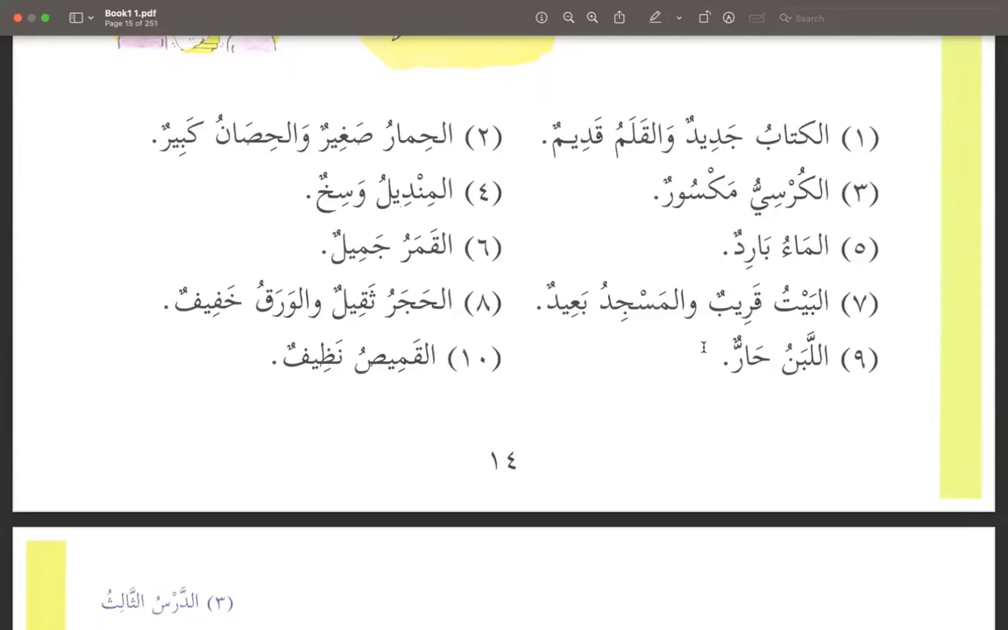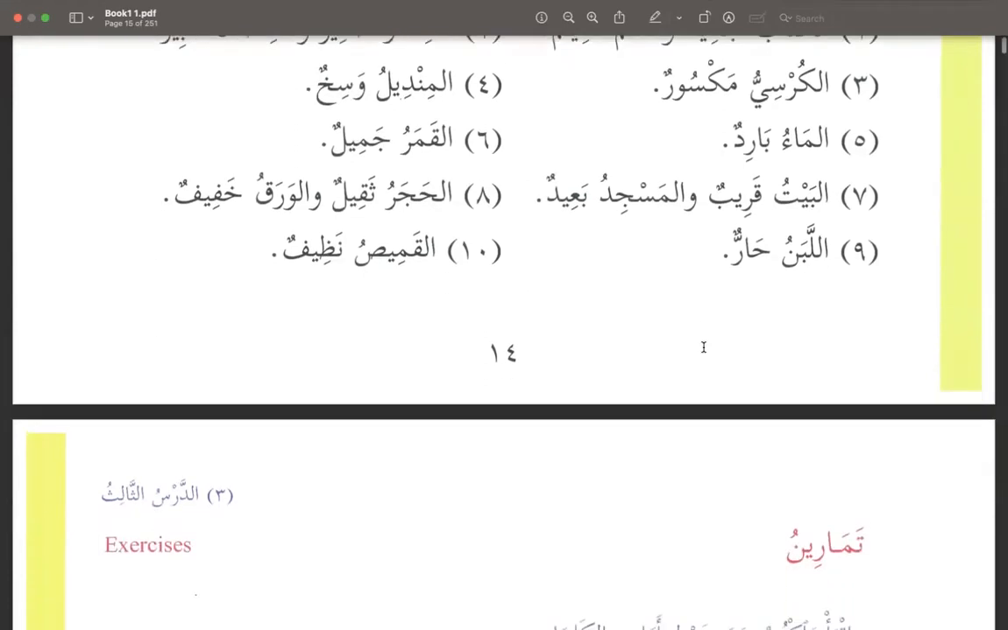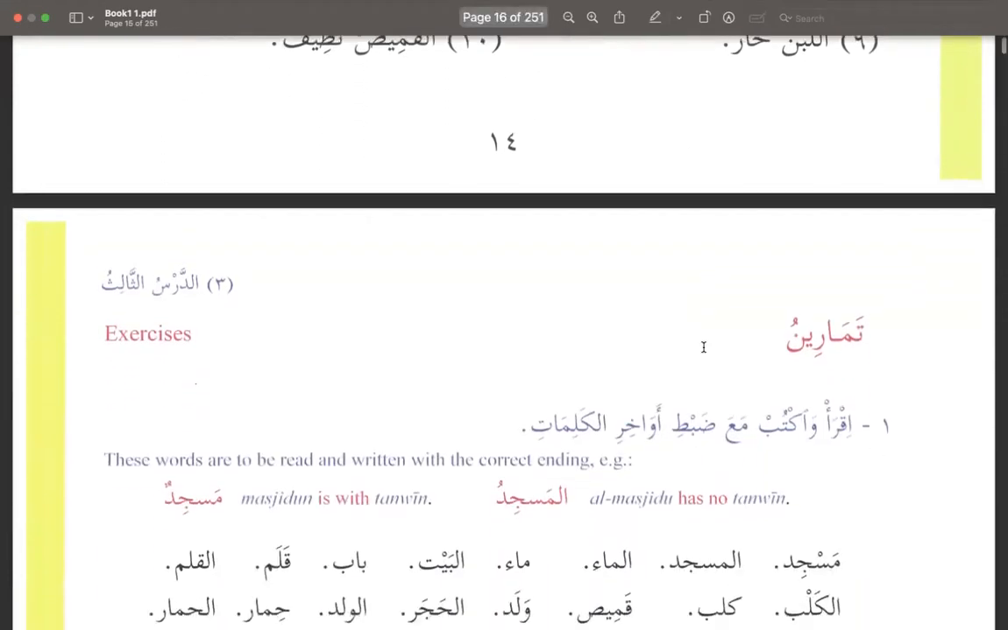Waraq can also mean leaf. The leaf is light. You can see that as well. Number 9, al-labanu harun. The milk is hot. Number 10, al-qamisu nadifun. The shirt is clean.